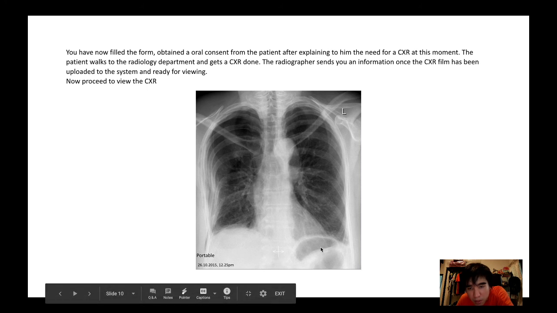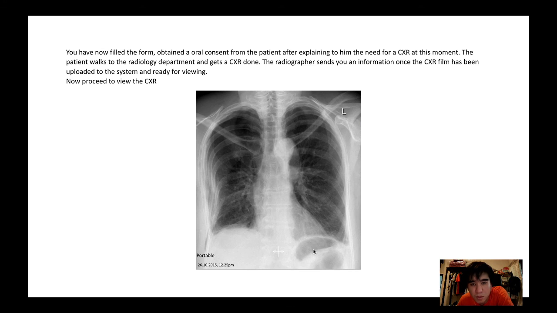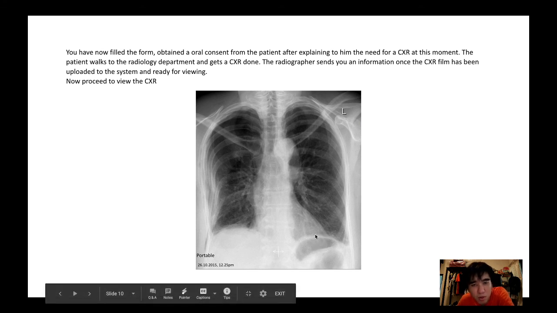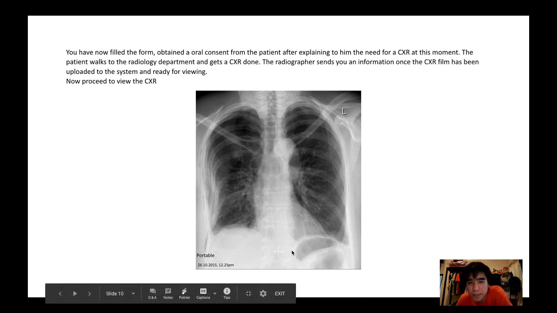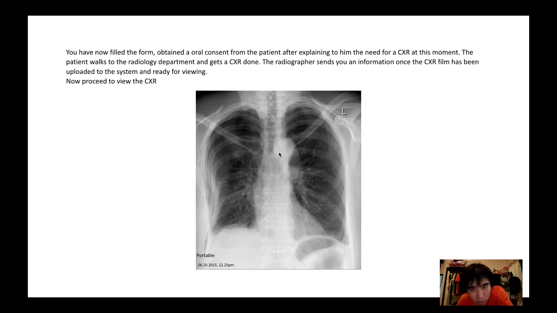Diaphragms, I can see air under the left diaphragm. Not sure if it's the bowel. Could be perforation of the abdomen, of the bowel. Could be bowel perforation. E is everything else. So this looks like a soft tissue abnormality here. Could be hematoma here as well.